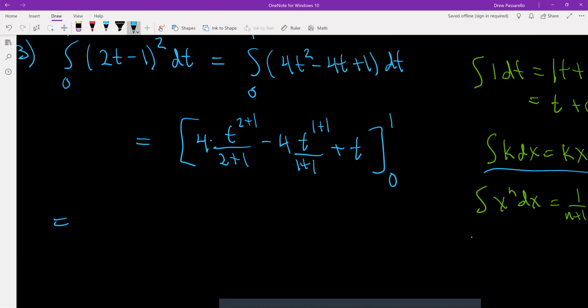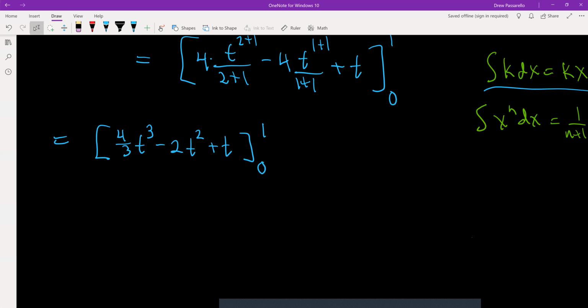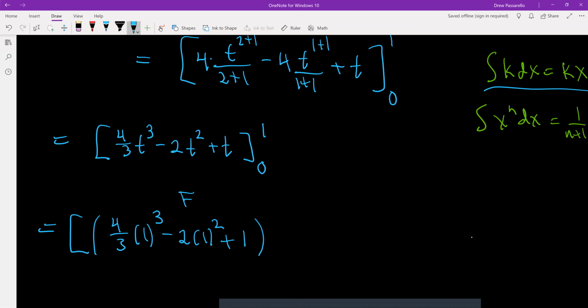All right, so I'm going to simplify it a little bit. So I have 4/3 t cubed. 4 divided by 2 is 2, so that's minus 2t squared. And then plus t, and then 0 to 1. Now I do my f of b minus f of a. So plug 1 in. That's f of 1. And then I subtract from that f of 0.